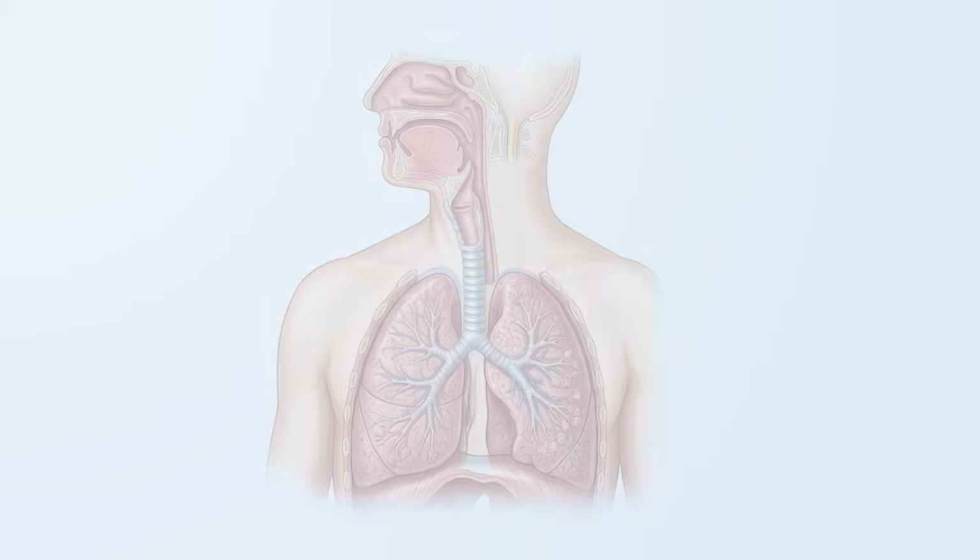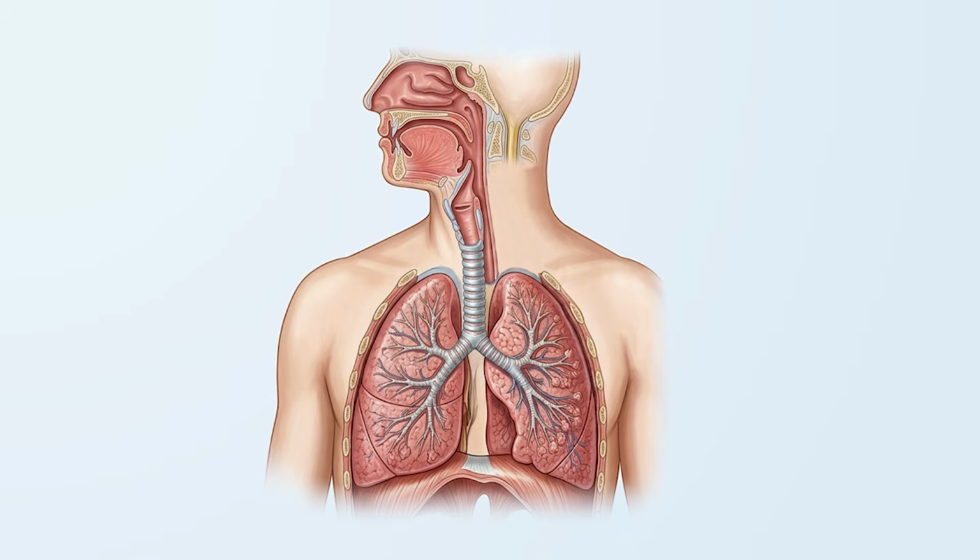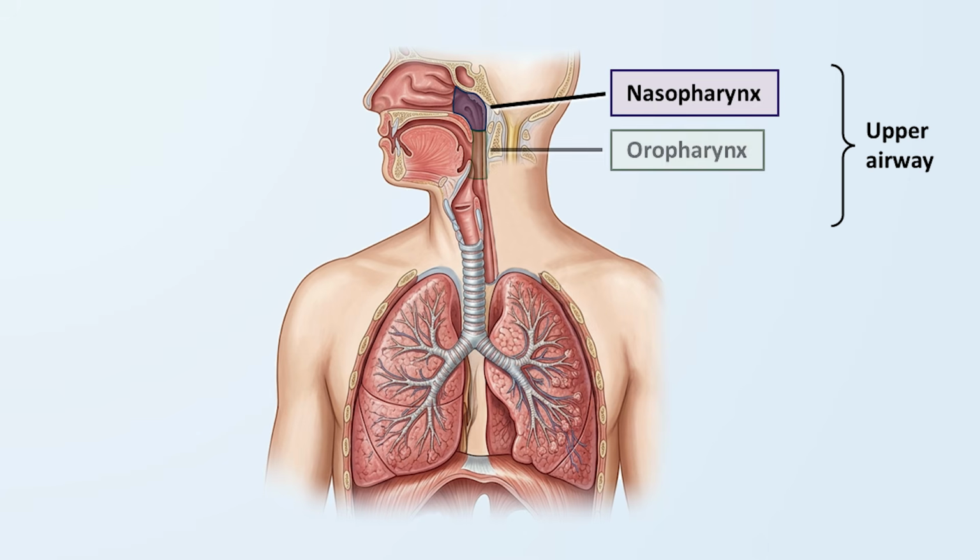At this point, let's consider the path air takes as it enters the respiratory system. That journey begins upon entrance through the nose and mouth, passing through the upper airway, which consists of the nasopharynx, oropharynx, and larynx. In addition to being a conduit, the upper airway heats, humidifies, and filters inhaled air.